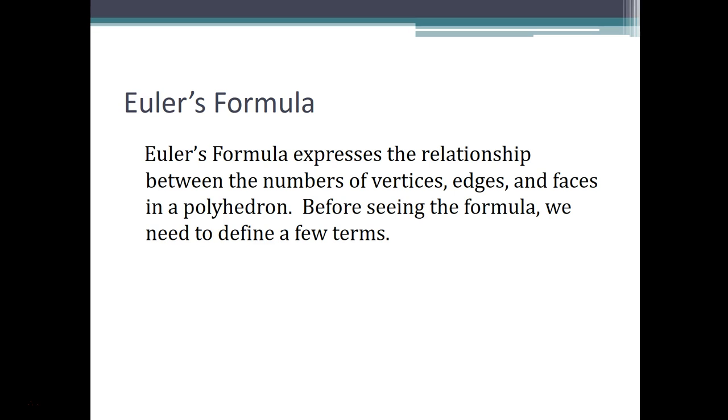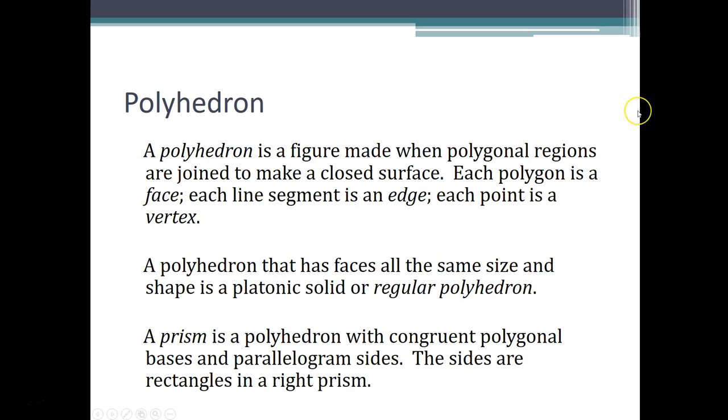Euler's formula expresses the relationship between the number of vertices, edges, and faces in a polyhedron. But before seeing the formula, let's define a few terms. A polyhedron is a figure made when polygonal regions are joined to make a closed surface. So all of our prisms and pyramids we were looking at earlier are polyhedra. Each polygon is a face, each line segment is an edge, each point is a vertex. A polyhedron that has all faces the same size and shape is called a platonic solid, or a regular polyhedron. So a cube is a regular polyhedron. All the faces are the same size square.